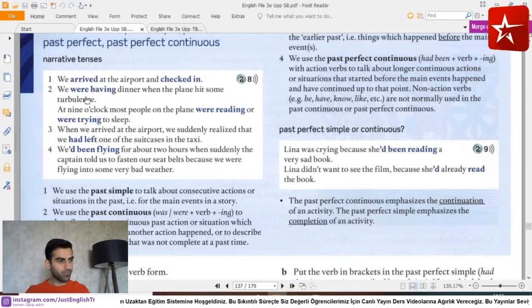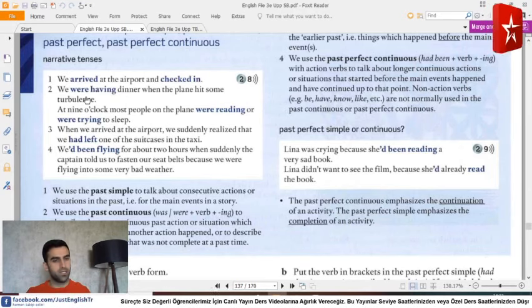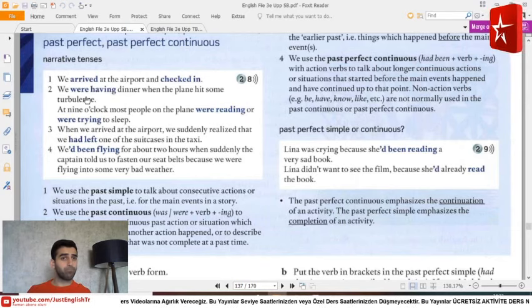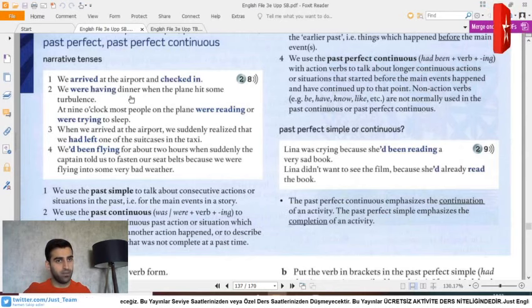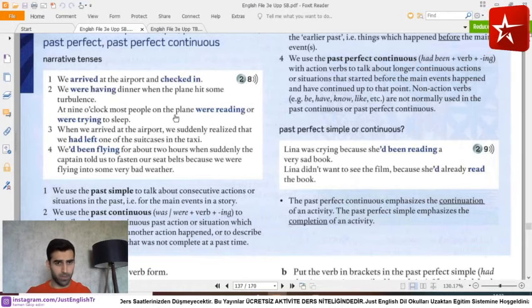As you see, we have past continuous. Past continuous tense: to be in the past, was and were, plus a verb with ing. For example, read, reading, write, writing, sleep, sleeping. So to be plus verb with ing. We were having dinner when the plane hit some turbulence at 9 o'clock. Most people on the plane were reading or were trying to sleep.